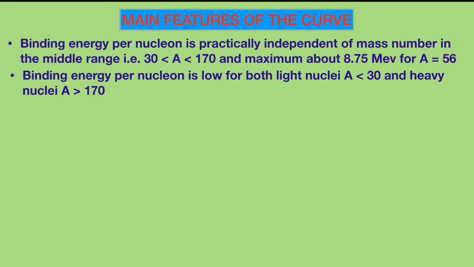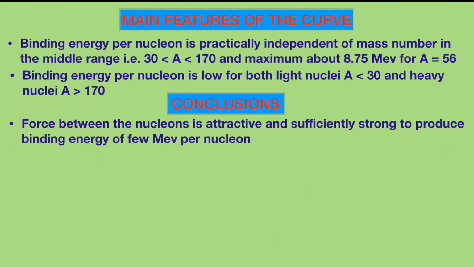The binding energy per nucleon is low for both light nuclei, A less than 30, and heavy nuclei, A greater than 170. We have just seen this aspect of the binding energy per nucleon curve, and on the basis of that we have divided the curve into three regions. What conclusions can we draw on the basis of these observations? The first conclusion is that the force between nucleons is attractive and sufficiently strong to produce a binding energy of a few mega electron volt per nucleon.